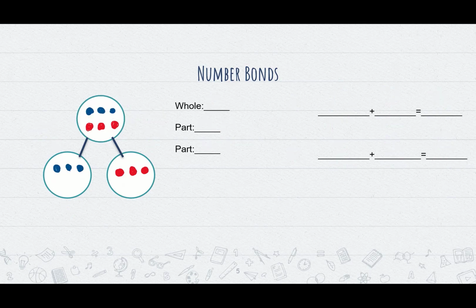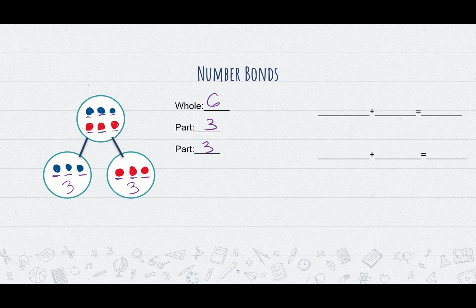So now we're going to practice it again, looking at our whole and our two parts, and then writing an addition sentence. So let's start with each part first this time. So let's count our blue part first. We have 1, 2, 3. And let's count our red part. 1, 2, 3. So our parts are 3 and 3, and our whole is 1, 2, 3, 4, 5, 6.